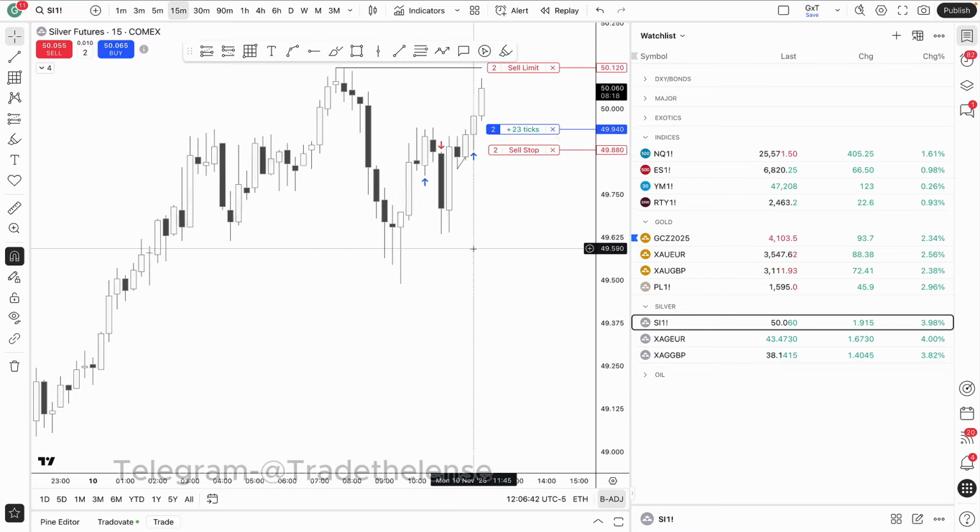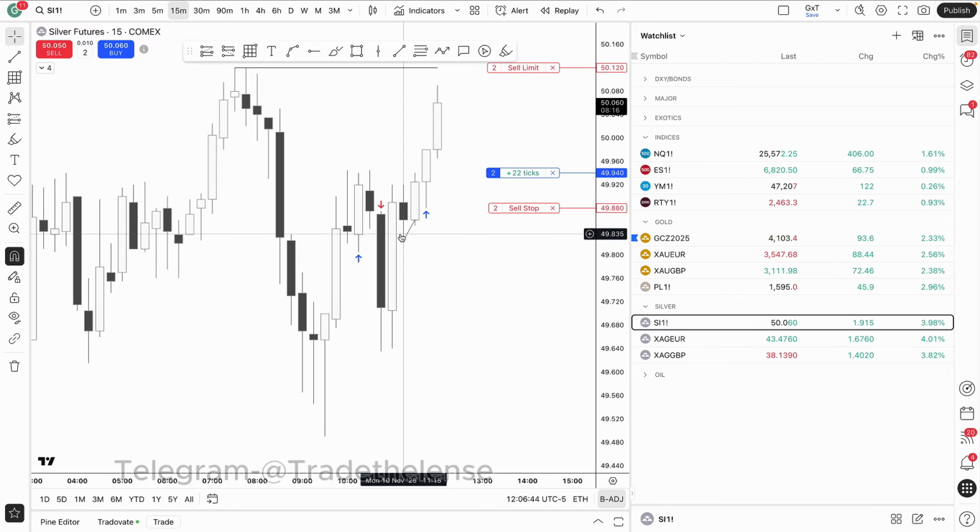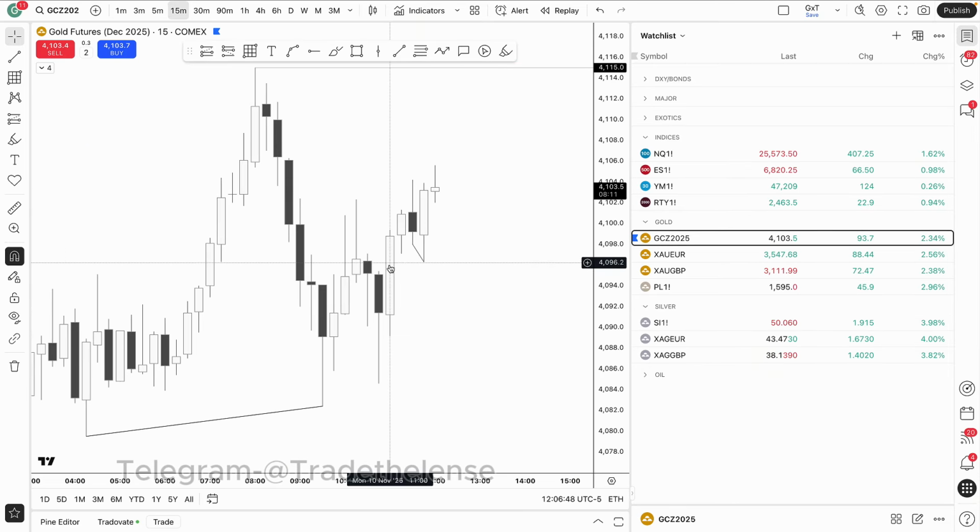Yeah, it did go pretty deep in the range. There's no SMT either, so I personally need to wait for price to show me that it's going to expand. That's what we see in gold, right? With this gap here. And I mean, yeah, just take the trade.